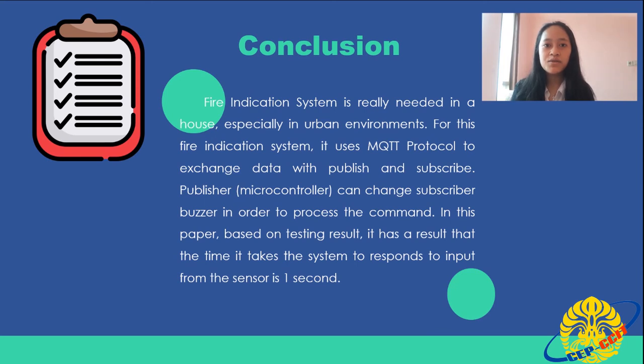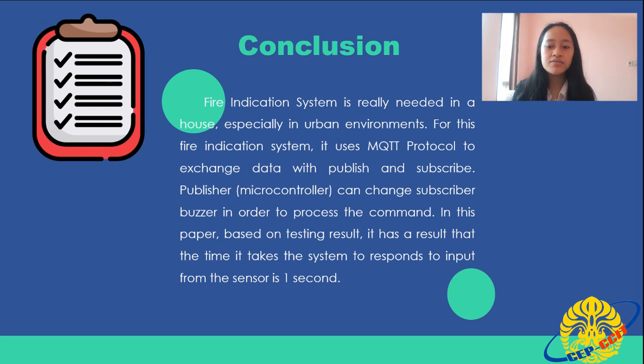So from this paper, we can take the conclusion that a fire indication system is really needed in a house, especially in urban environments. In urban environments, fires occur frequently. The main causes of fires in urban environments are short circuits and gas leaks that often happen in kitchens. That's why we need a fire indication system to indicate if there is a fire in the house.